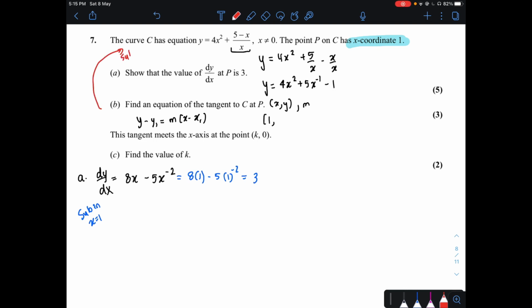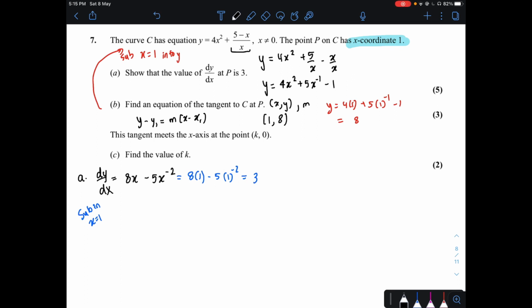So we need to sub x equals 1 into y, which we have not done. So let's see what that will be. y equals 4 times 1 plus 5 times 1 to the power of minus 1, minus 1. So that'll be 4 plus 5, which is 9, minus 1 is 8. So our y coordinate is 8.